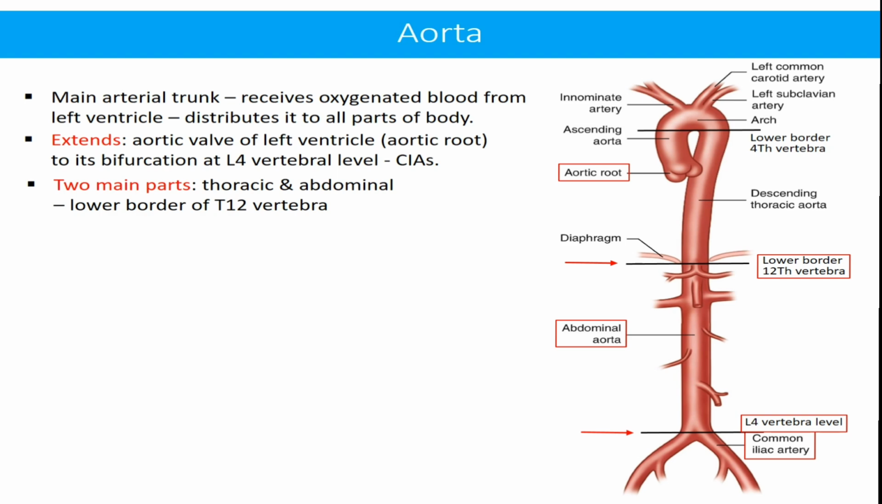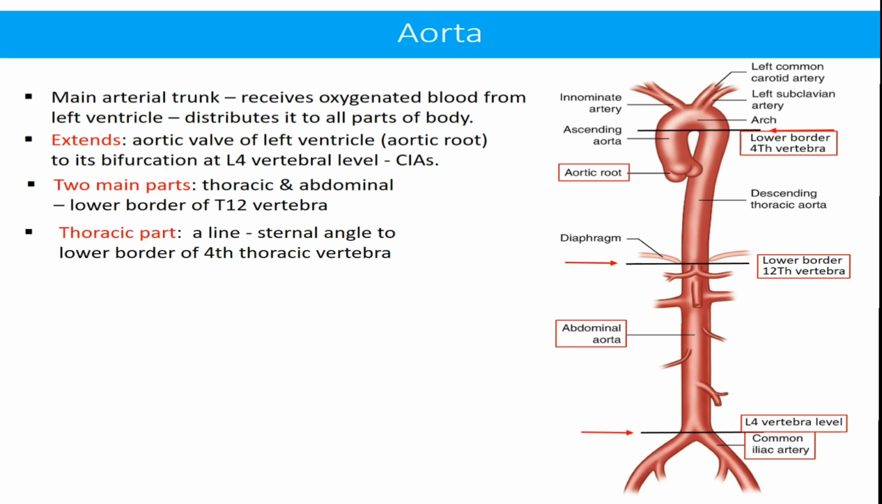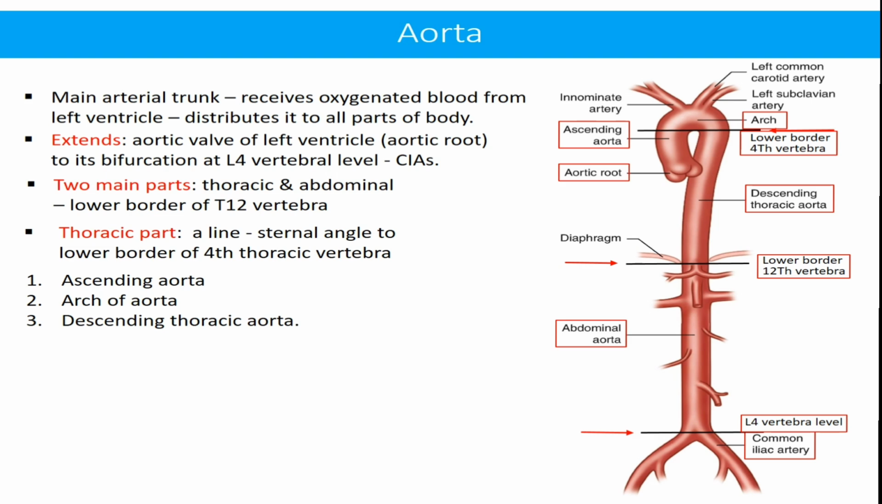It is divided for descriptive purposes into two parts, thoracic and abdominal, by a line drawn at lower border of T12 vertebra. Thoracic part is again divided into three parts by a line drawn from sternal angle to the lower border of fourth vertebra, and these parts are ascending aorta, arch of aorta, and descending aorta.